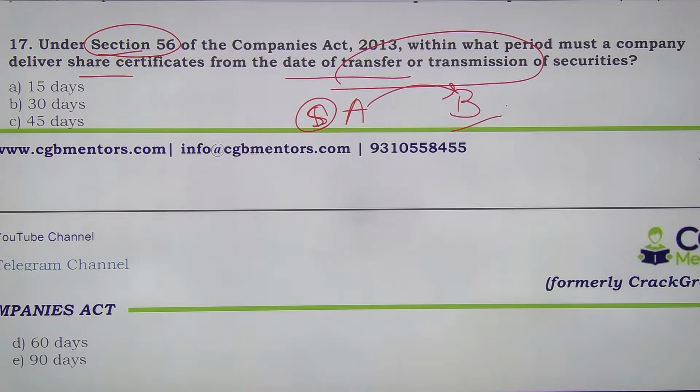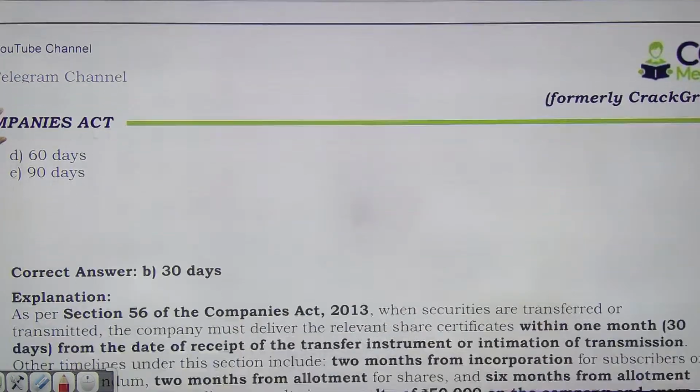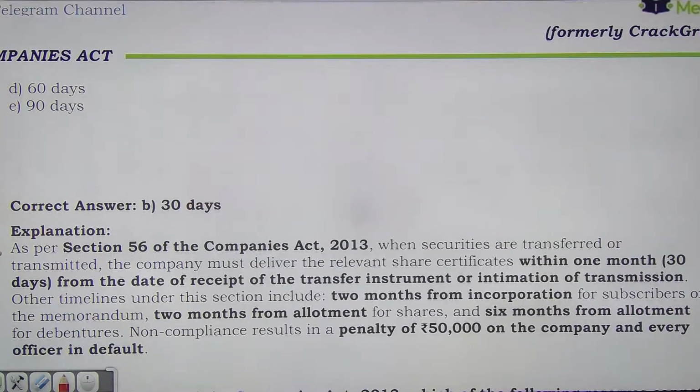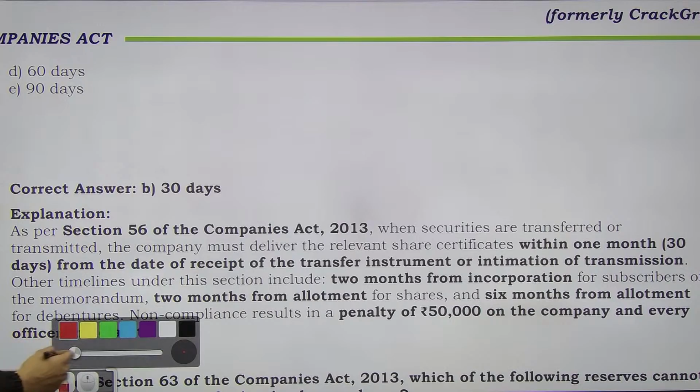So the answer here is 30 days, okay. So transfer or transmission के केस में this time limit is 30 days. In case of allotment of securities, this time limit is 2 months, ठीक है. And in case of debentures, how much is it? It is 6 months, ठीक है.